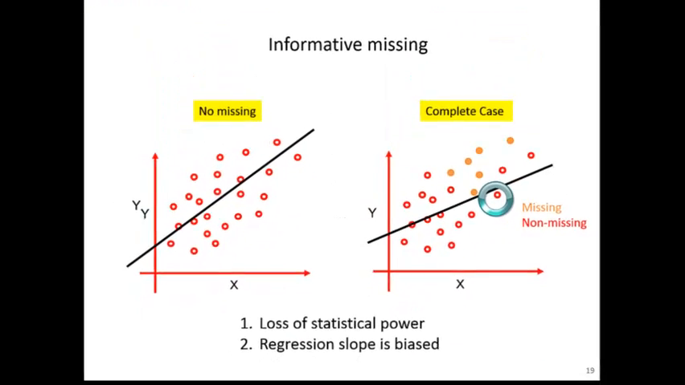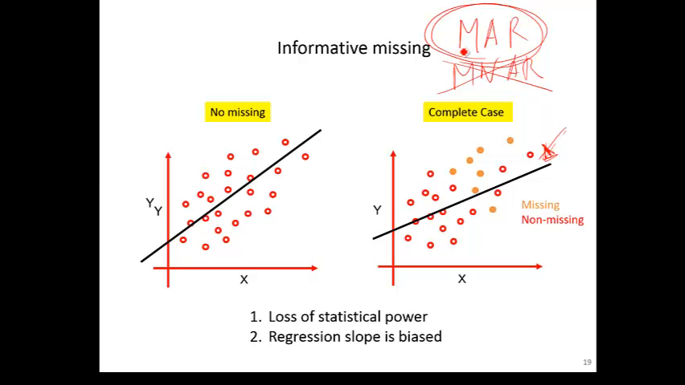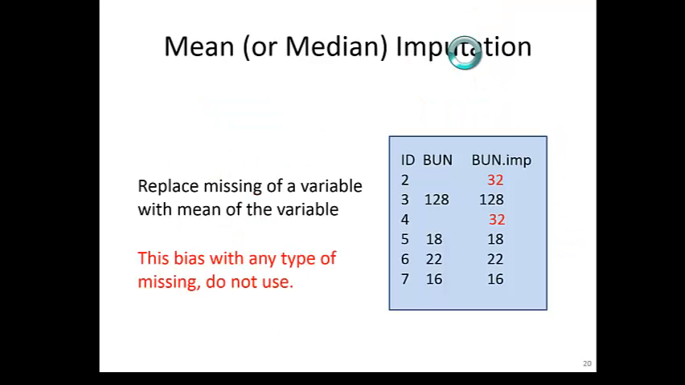So as you see, when you have informative missing, it could be MAR or it could be missing not at random, okay? And you lose statistical power, and you also bias the regression slope, you bias the association. So here we do need to know special techniques to deal with it, but none of them really works with this. So we are trying to deal with at least missing at random data. So let's review the mean imputation.